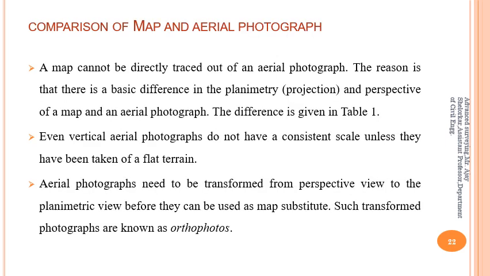Comparison of map and aerial photograph. A map cannot be directly traced out of an aerial photograph. The reason is that there is a basic difference in the planimetric projection of a map and the perspective projection of aerial photographs. The difference is given in table 1. Even vertical aerial photographs do not have a consistent scale unless they have been taken over flat terrain. Aerial photographs need to be transformed from perspective view to planimetric view before they can be used as a map substitute. Such transformed photographs are known as orthophotos.